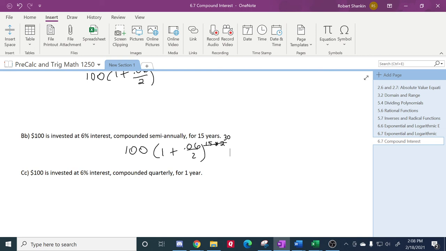Group 4, what do you have here? We have 100 times (1 plus 0.06 divided by 4) to the power of 4 times 1. Sorry.